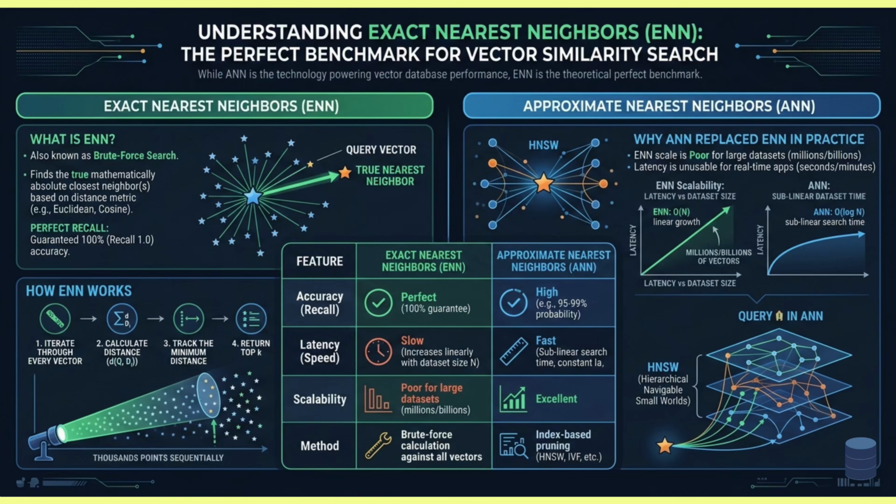While ENN is perfectly accurate, its performance scales linearly with the size of the dataset. In a real-world vector database with millions or billions of high-dimensional vectors, the latency of ENN is measured in seconds or minutes, making it unsuitable for real-time applications. ANN sacrifices a bit, or should I say a tiny bit, of recall to achieve millisecond latency, which is the fundamental reason it is the only viable approach to large-scale vector search.